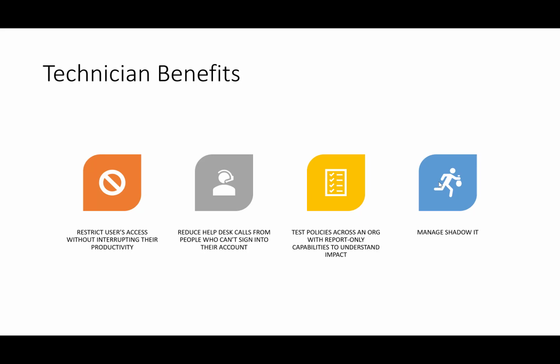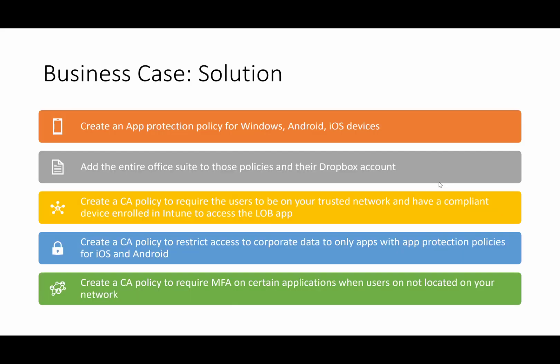We can test these policies with the report-only capabilities. Again, this is with the P1 SKU, but you could also do this as a pilot if you don't have that and you just have M365 B. I highly recommend that to your end users where you want to go out and implement a policy. Definitely test it with some champions first, see the kind of impact, and then move forward from there. Shadow IT again is going to give you better access to how data is used across different applications.